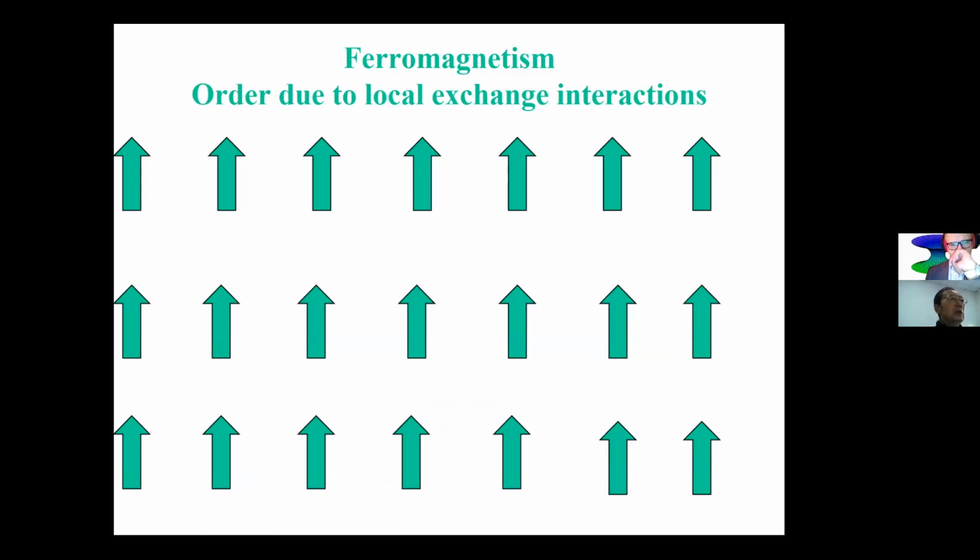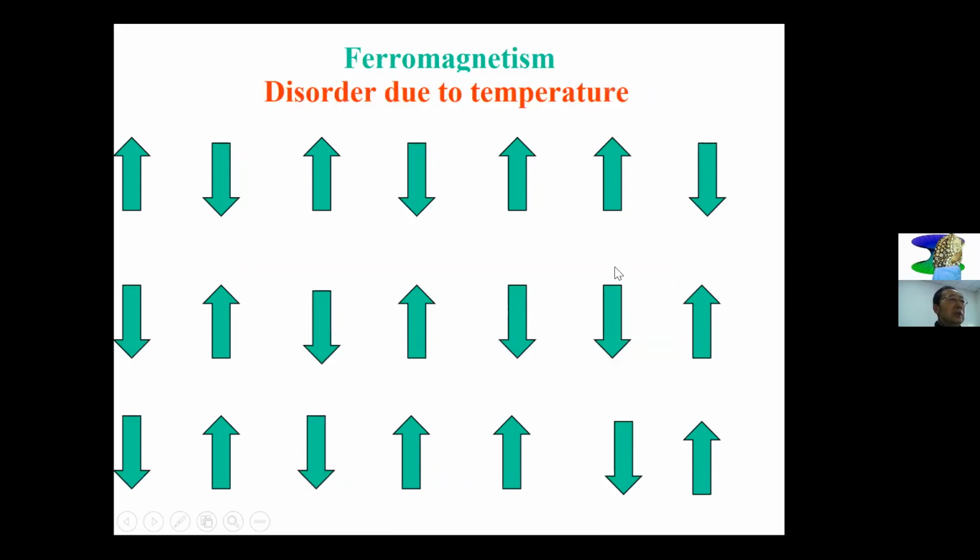In all magnetic materials, there is also an ordered phase. For instance, at low temperature, we have ferromagnetism, which is an ordered phase due to the local exchange interaction between spins. You can see all the spins are aligned parallel at low temperature. At high temperature, we have a disordered phase, which is paramagnetism, where due to the temperature the spins are aligned disorderly.